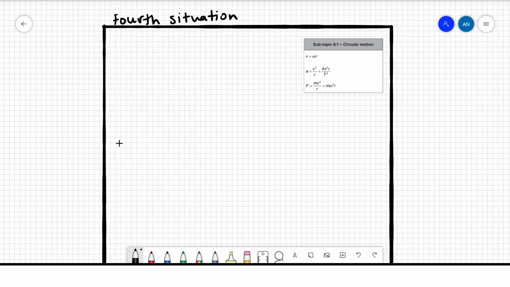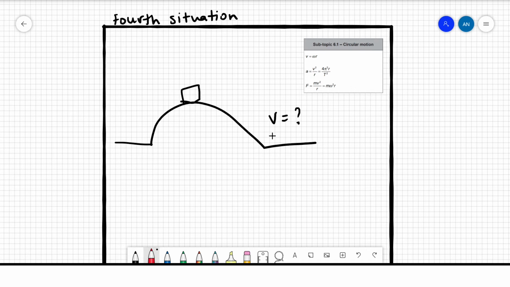Moving on to the fourth situation, probably one of my favorite situations, a car traveling over a bridge. For this one, we're going to ask what the velocity is, as always, and all we're provided with is the radius. We have to determine at what velocity it must travel so the car doesn't just fly off the bridge, but stays in contact with the bridge as it goes down. The only force acting on this object is mg, and the normal force of course, but the only force directed towards the center of the circle is mg.